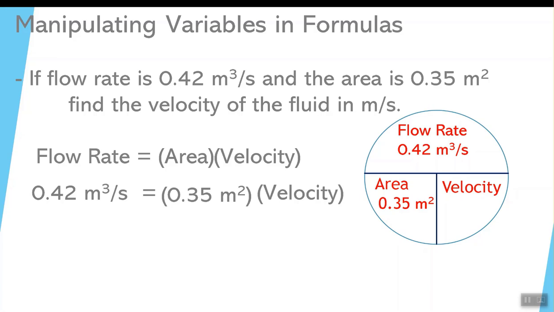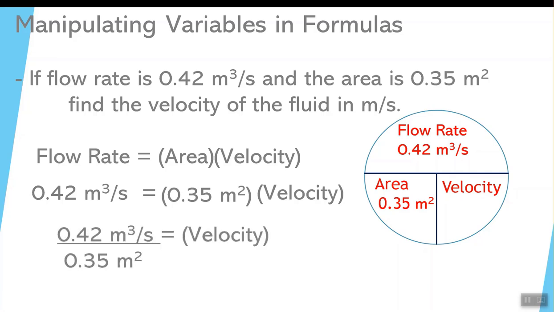So now when we set up the math solution, we don't really have to worry too much about whether we should multiply or whether we should divide. We just do what the picture says. Velocity is on the bottom right-hand corner. That's going to be equal to the top number, flow rate, divided by the one that's underneath it, area, or 0.42 cubic meters per second divided by 0.35 meters squared. So that's the easy setup. It makes much less probability of making a mistake when you're setting stuff up. And the answer is the same, 1.2 meters per second.